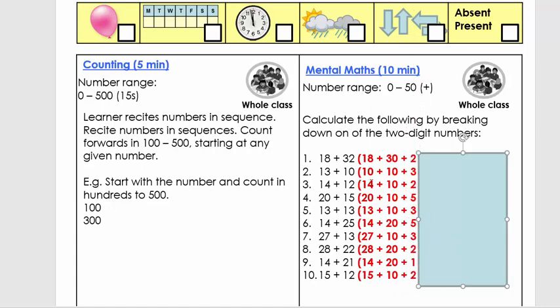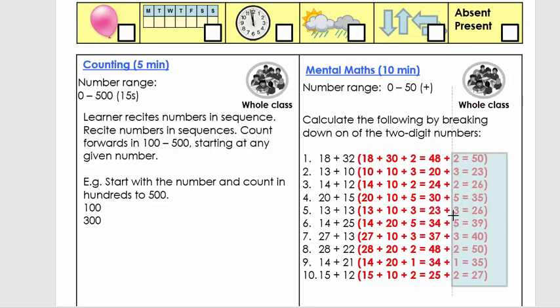So what we're going to say, 18 plus 32. We make it easier by saying 18 plus 30. So we're going to count in tens: 18, 28, 38, 48. Plus 2 will give us then 50. As soon as you work through the tips with them, you can then reveal the answer.